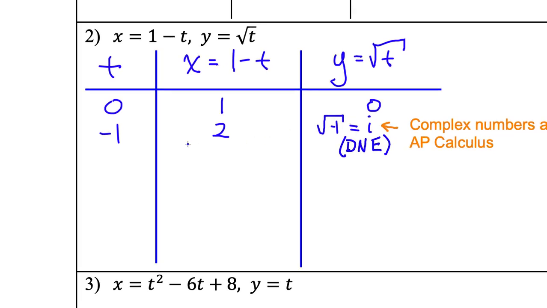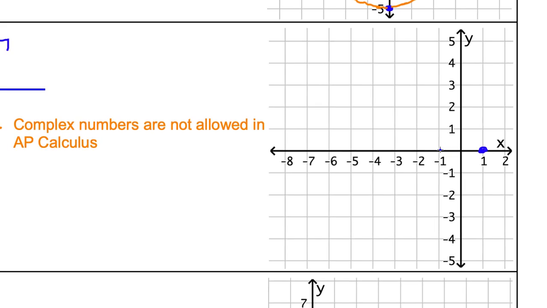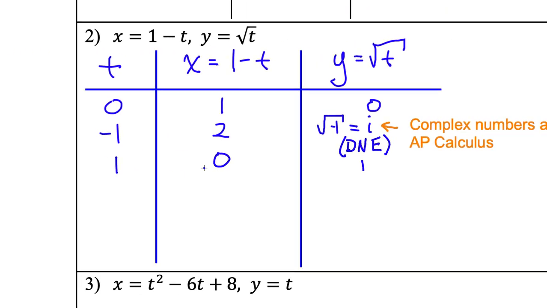Let's try, I guess I'm going to have to go positive 1. So 1 minus 1 is 0, and square root of 1 is 1. So 0 comma 1, let's graph that, 0 comma 1, all right. Wonder what's going on. Let's try 2. 1 minus 2 is negative 1. Square root of 2 is, that's a bad number. And I don't have a calculator, so I know that this is about 1.3.